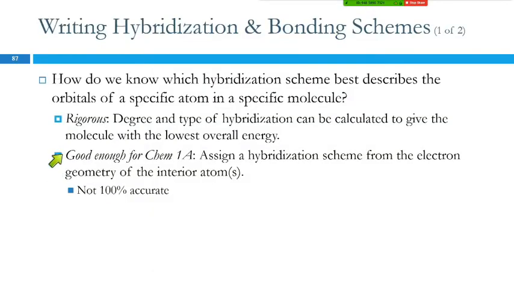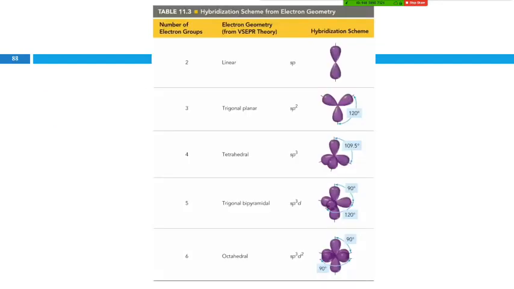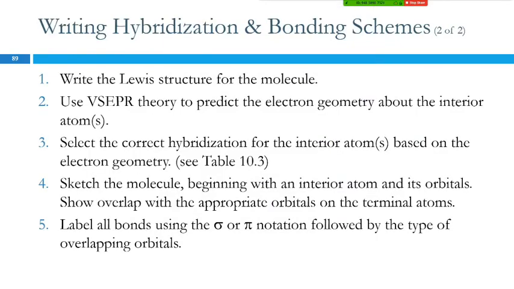So the idea there is we look at the Lewis diagram, and we look at the number of electron groups around the central atom, just like we did for VSEPR theory, and we use the number of electron groups to tell us what the hybridization scheme should be. There's a table summarizing the different types of hybridization. And then here's directions for doing this. You start with the Lewis structure, use VSEPR theory to predict the electron geometry, and then you select the correct hybridization.